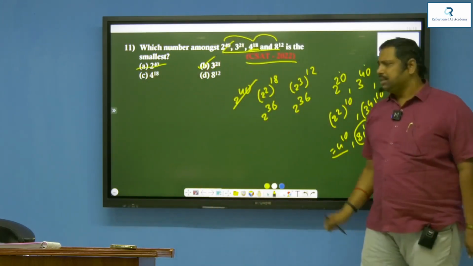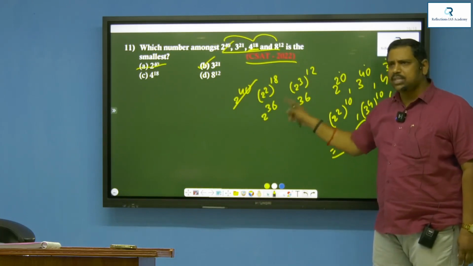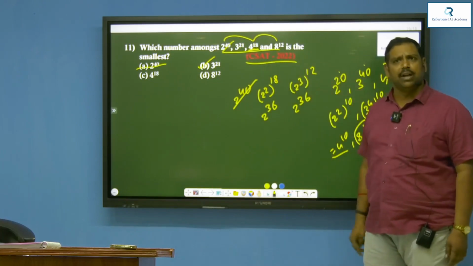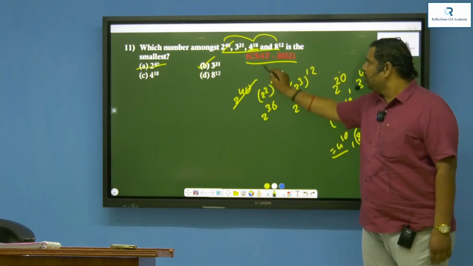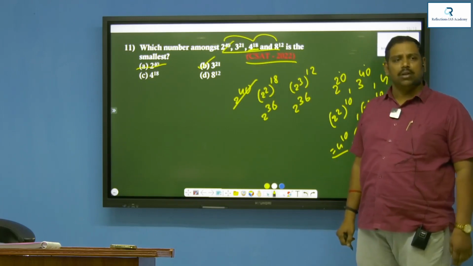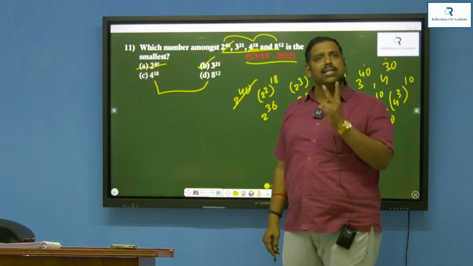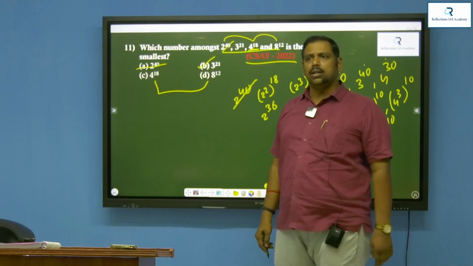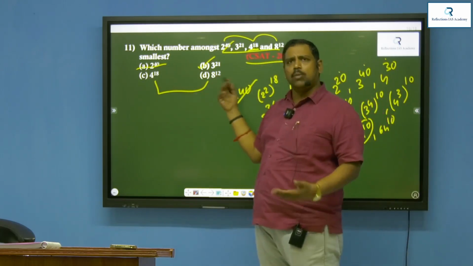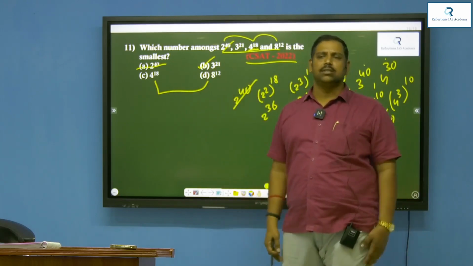These two are equal, right? If these two are equal, suppose it is the smallest other than 3 power 21, then the answer will be 4 power 18 and 8 power 12. Both will be the smallest. That means I have to choose both of these at a time. Two answers are possible or not possible? So automatically the answer will be 3 power 21.